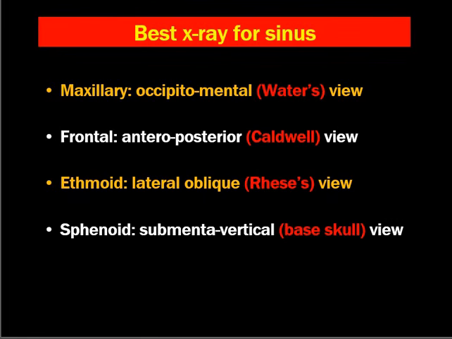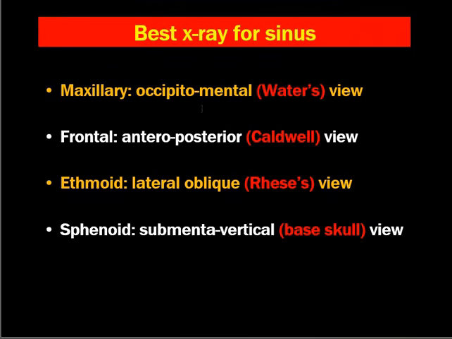Now, what is the best X-ray for sinuses? For the maxillary sinus, occipitomental view or Waters view is the best one, which shows both the maxillary sinuses. And for the frontal sinus, AP view or Caldwell view is important. Ethmoid sinus, lateral oblique or Rhese view. And for the sphenoid sinus, submentovertical skull base view is important.